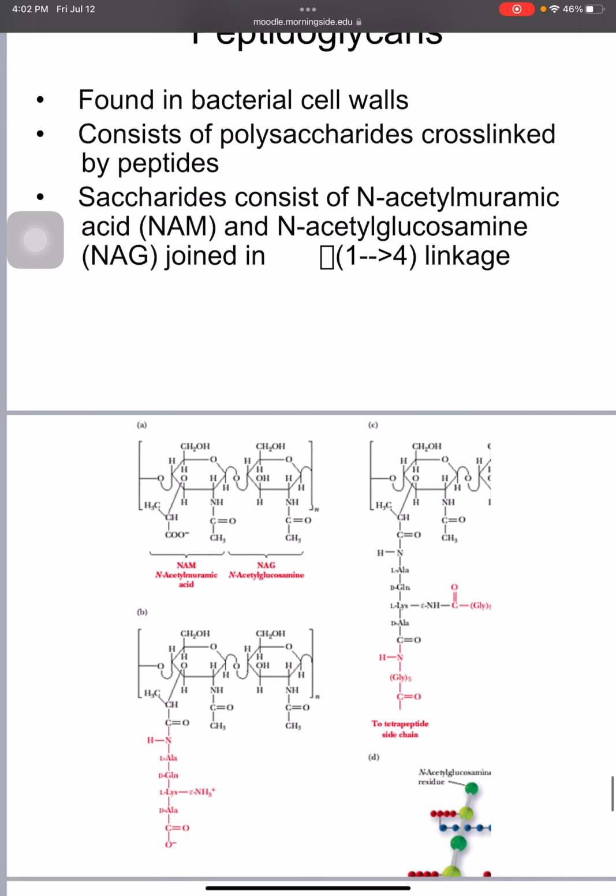If you look in part A over here, you can see a couple of these units linked together. Then they are what we call cross-linked by peptides. We've talked about peptides before in chapter 3, so you remember what they are. You can have these little amino acid sequences hanging off these saccharide units, and they tie one polysaccharide chain to another. They act as bridges that connect these polysaccharide chains. That's where you get the term cross-link.